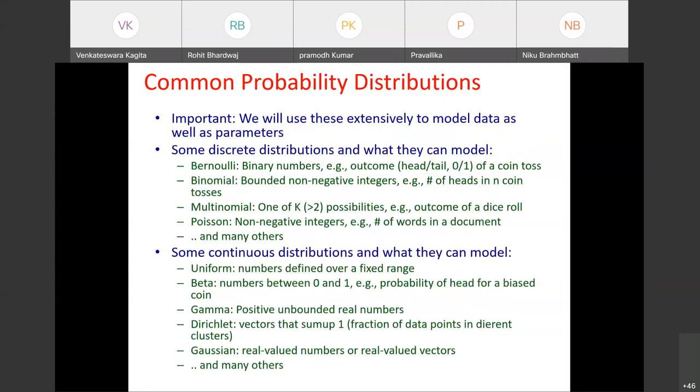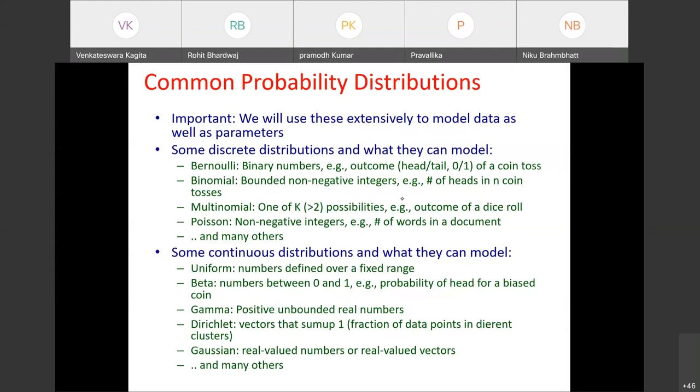Right, so if you have any queries so far, I'll take them. Otherwise, we'll go to the probability distributions. I think I may take another 15 minutes, so Bala's session will be delayed a little. Any queries so far, quickly?